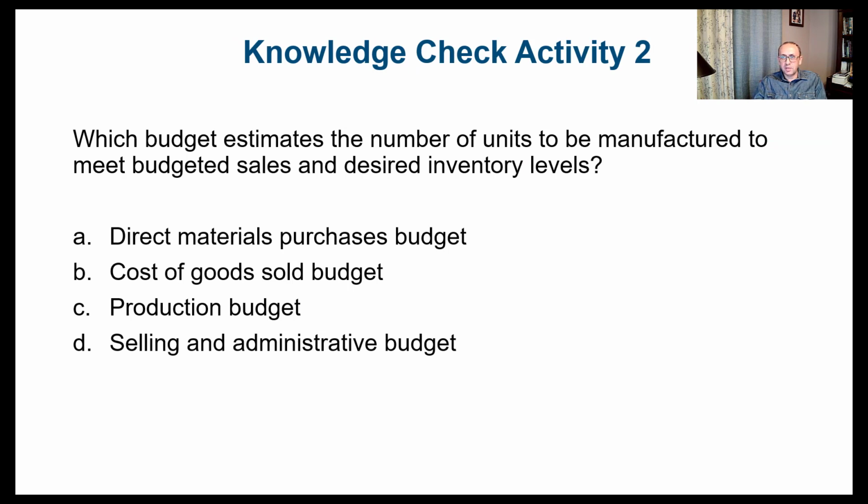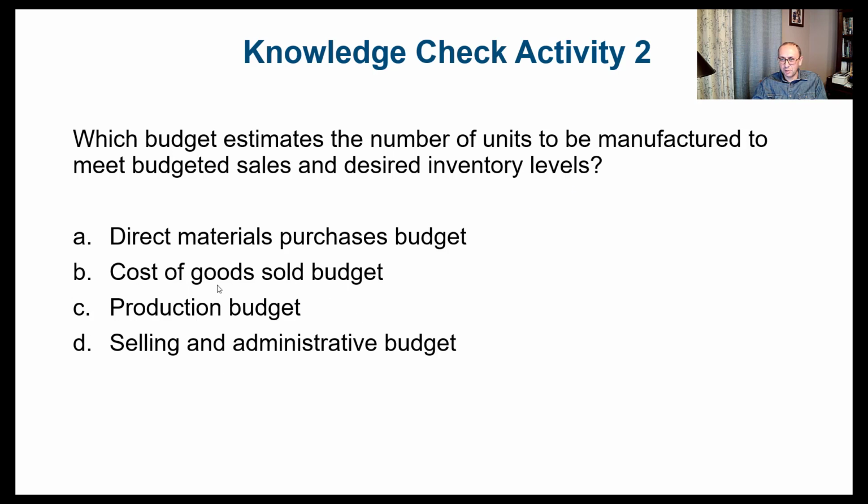It says, which budget estimates the number of units to be manufactured to meet budgeted sales and desired inventory levels? Is it the direct material purchases budget? Is it the cost of goods sold budget? Is it the production budget? Or is it the selling and administrative budget? Again, which budget estimates the number of units to be manufactured to meet budgeted sales and desired inventory levels?